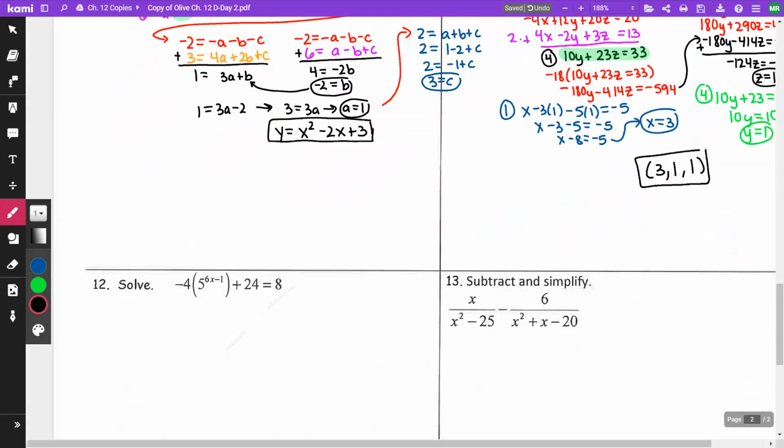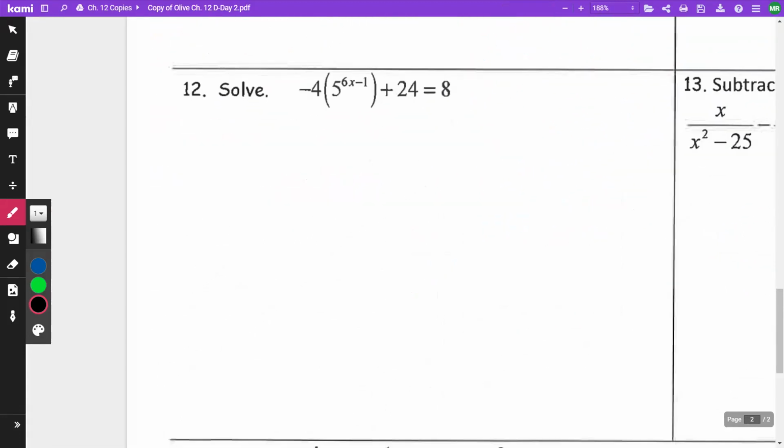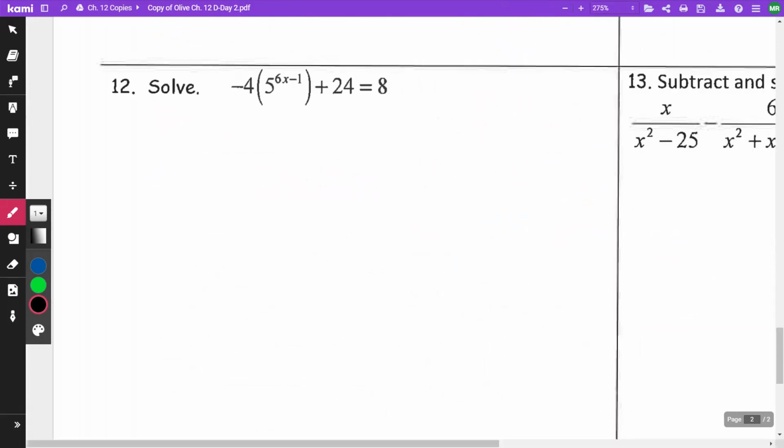Okay, on 12, okay, this is an exponential equation. My goal is to first get this by itself. So what I have to do is to get rid of anything that's adding or subtracting. So that 24 is adding, I need to get rid of that. So when I do that math, I get a negative 4 times 5 raised to the 6x minus 1 is equal to a negative 16.